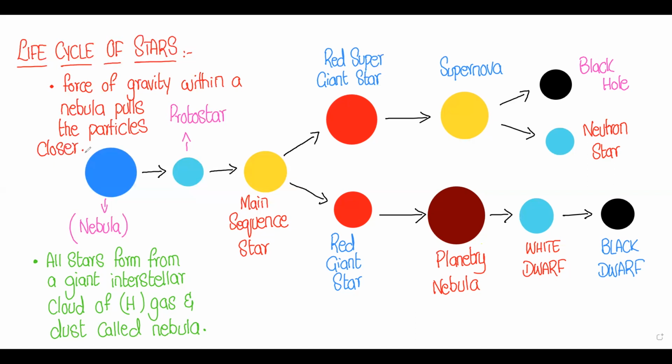So after the nebula, we have a force of gravity which pulls the particles close to each other, and it will form a hot ball of gas known as a protostar, right? So this protostar is basically a hot ball of gas, just like a sun. So that's why we consider the sun as also a type of star. So the nebula will convert into a protostar, which is also a type of hot ball of gas, and it happens because of the force of gravity within a nebula, right?